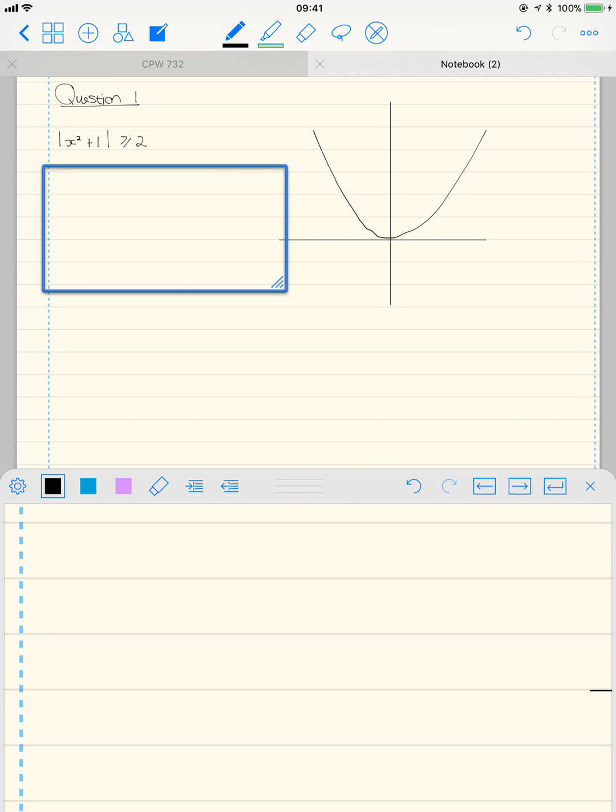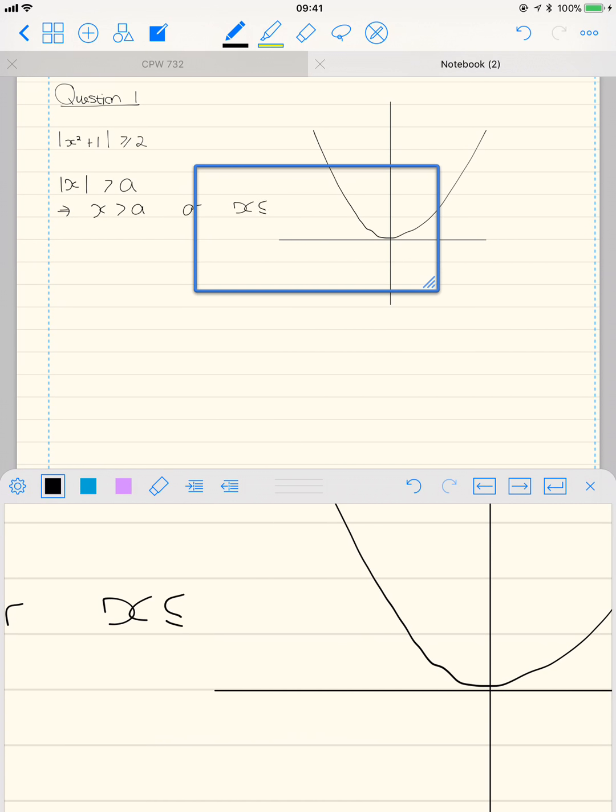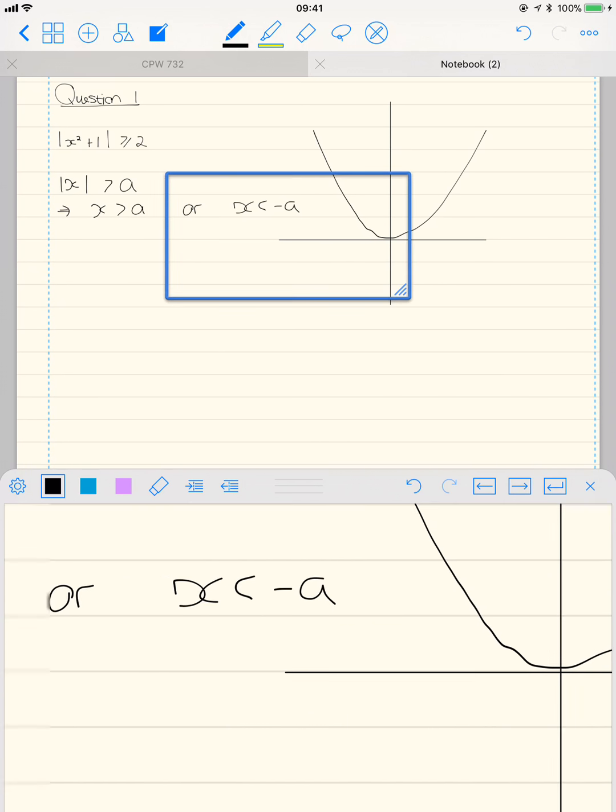For question 1, they say solve for x, where the absolute value of x squared plus 1 is greater or equal to 2. So in this case, you're going to use your theorems, which state that if the absolute value of x is greater than a, then x must be greater than a, or x must be smaller than minus a.